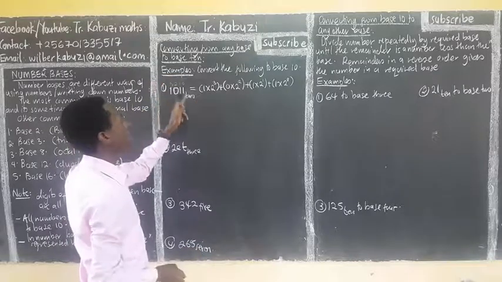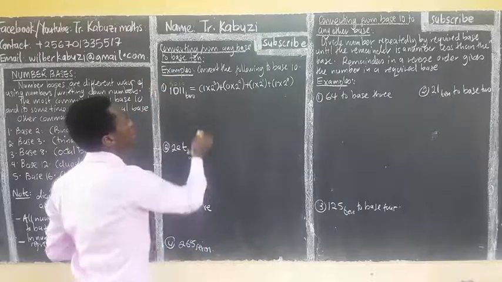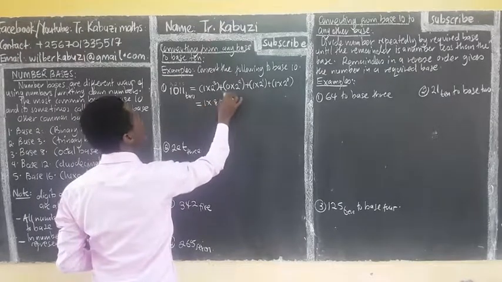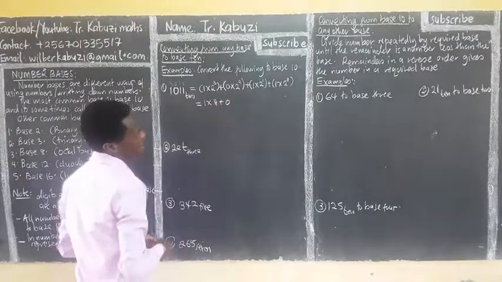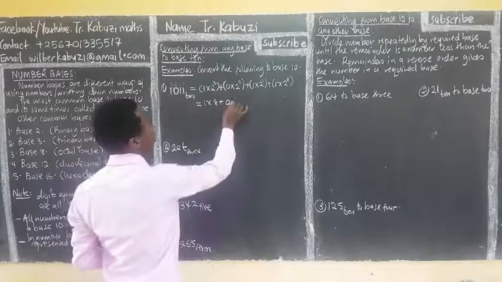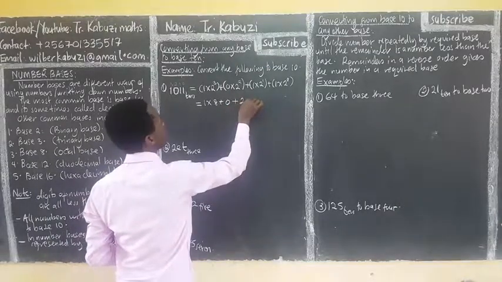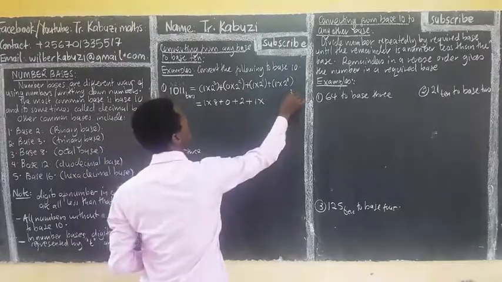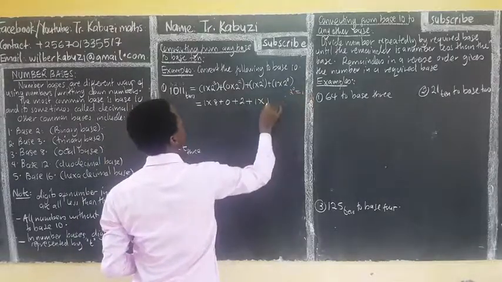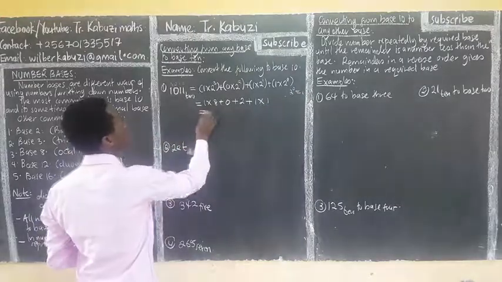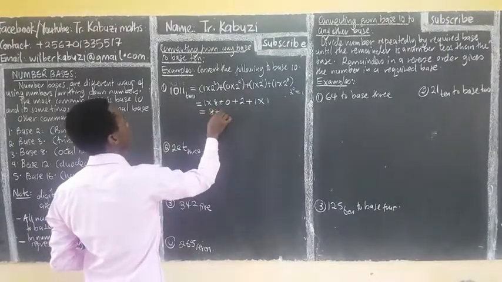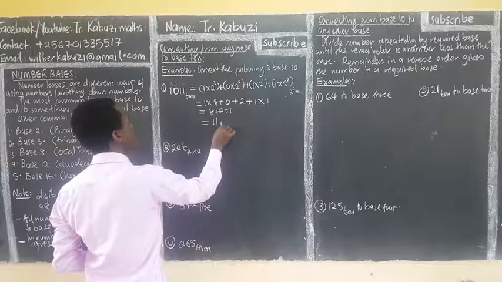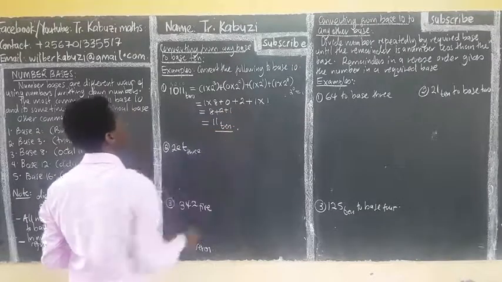Then you multiply with these digits there. This will be 1 times 8 plus 0, and you multiply with the 0, you get 0, then plus 2, then plus 1 times 2 power 0. Remember, 2 power 0 is always 1. So this will give us 8 plus 2 plus 1, and this will give us 11. Now this will be in base 10.